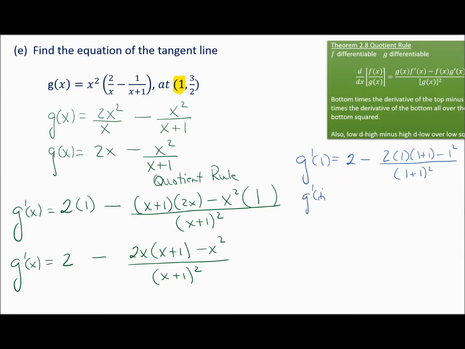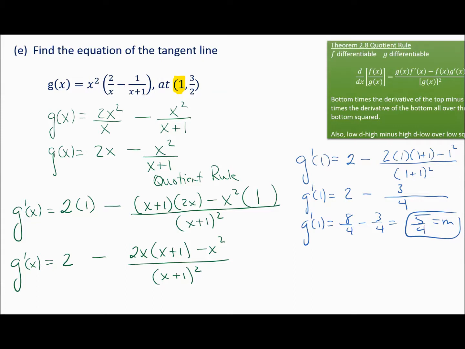Now remember, while we're doing this, we're trying to find the slope of the tangent line. So this is 2 minus, now when I multiply and subtract all this, this is 2 times 1 times 2, which is 4. 4 minus 1 is 3. 1 plus 1 is 2 squared is 4. So now we have 2 minus 3/4. Need a common denominator, so that's g prime of 1. That would be 8/4 minus 3/4, which gives me 5/4. So my m, or my slope of the tangent line, is 5/4.